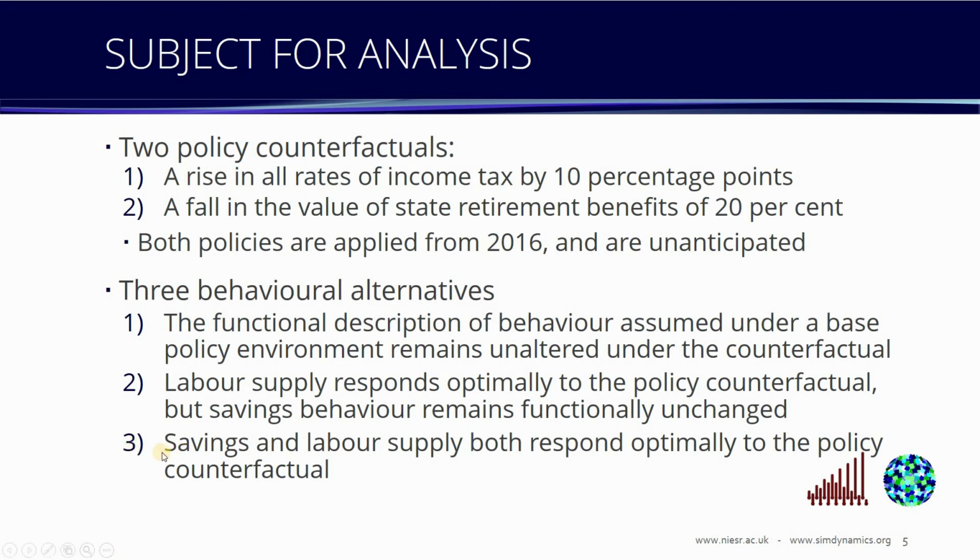Jumping over to the third alternative, this is the case in which savings and labour supply both respond optimally to the policy counterfactual. This is your standard life cycle, structural approach to modelling. And the second is an intermediate that allows labour supply responses to the policy counterfactual, but assumes that savings behaviour remains functionally invariant to the policy context. So 2 policy counterfactuals, 3 behaviour alternatives, 6 combinations in total.